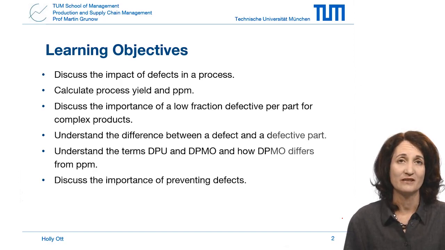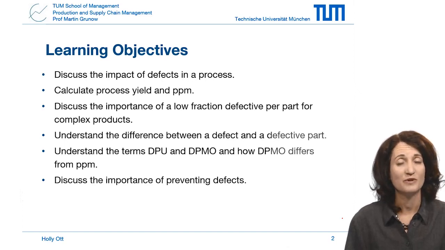The learning objectives are to be able to discuss the impact of defects in a process, calculate process yield and parts per million, ppm, to discuss the importance of a low fraction defective per part for complex products, and to understand the difference between a defect and a defective part.